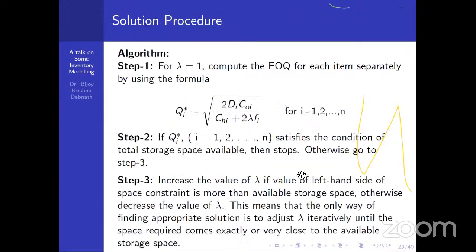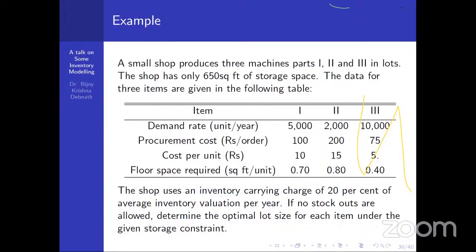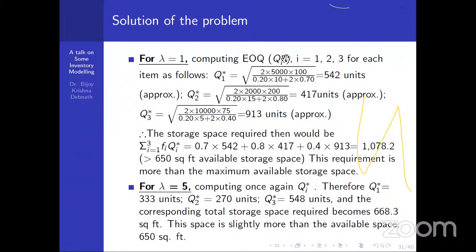You may understand this properly from this example problem. You have three items now, 1, 2, 3, and the demand rate is given, the procurement cost is given, the cost per unit is given, and the floor space is given. For lambda equal to 1, you find this Q1 star. So Q1 star is 542.